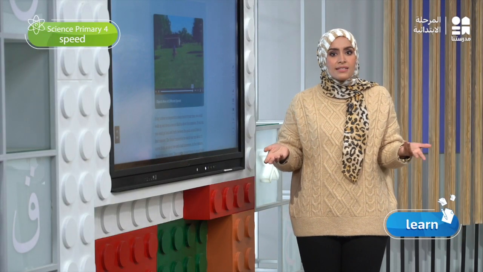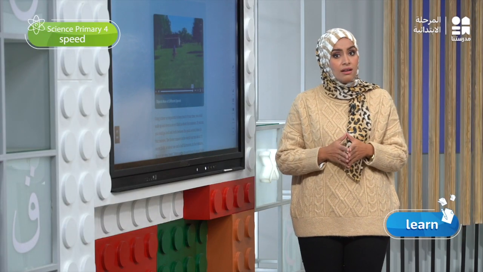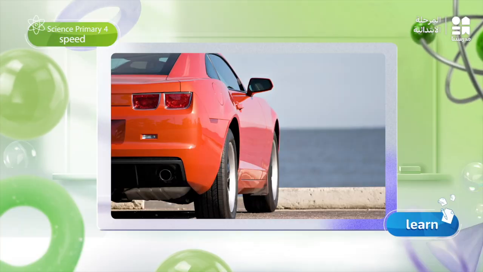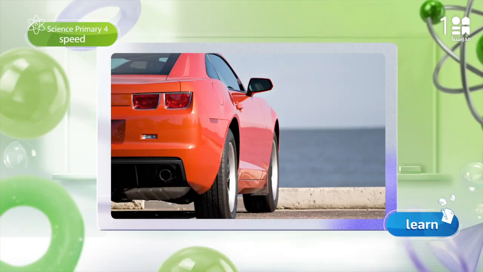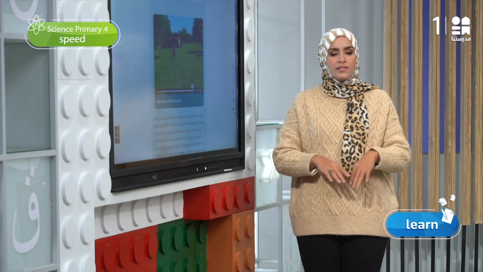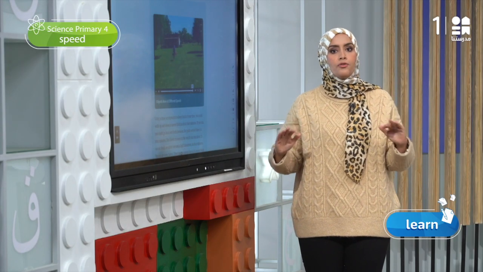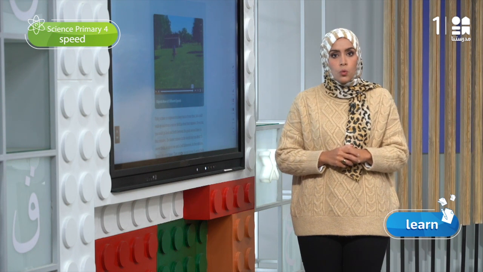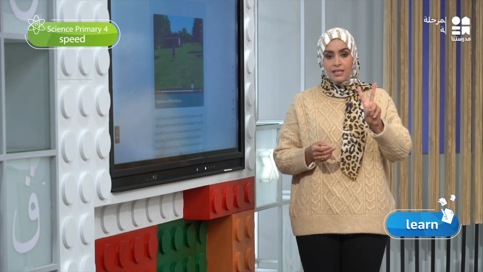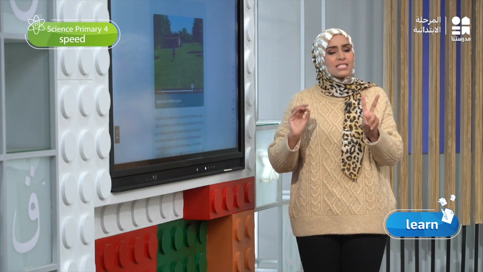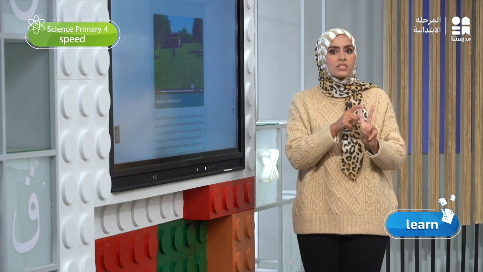What about the distance the rocket and the car travel in 4 minutes? The car travels twice the distance the horse travels in 4 minutes. But the rocket travels the greatest distance in 4 minutes. So we will think about the speed. We need to consider two things. Whenever I talk about speed, I must focus a lot on distance and time.